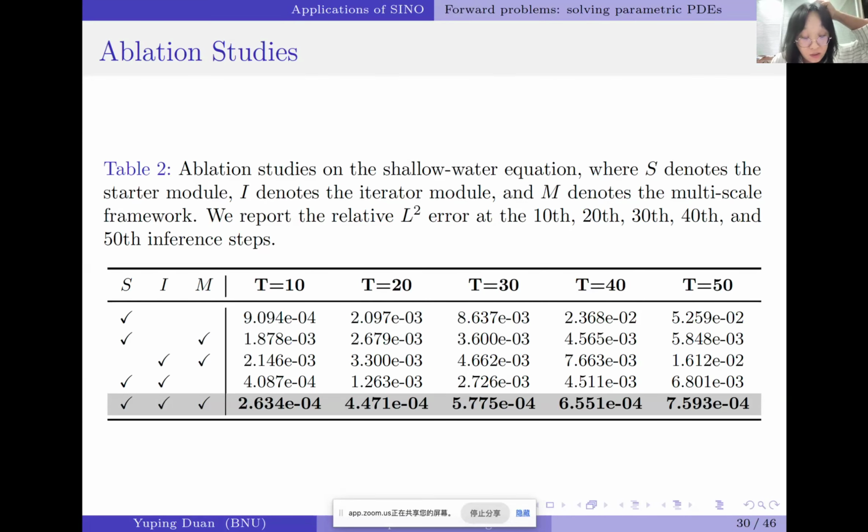This ablation study evaluates the starter. The S denotes the starter, iterator, and the multi-scale design. The full model performs best at every time step and shows the largest improvement. At t equals 50, the error is reduced from 10^-2 level to below 10^-3, which shows much less long-term error accumulation.